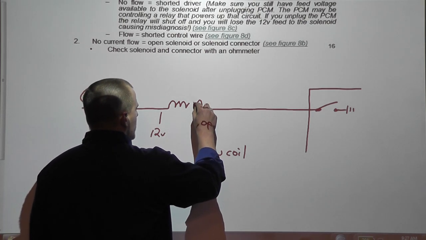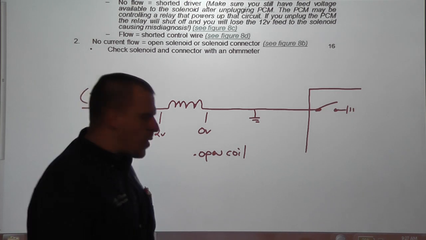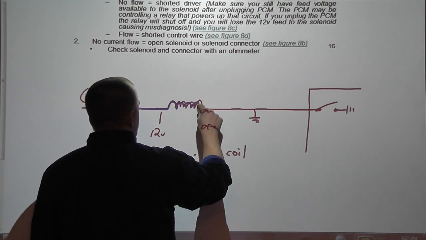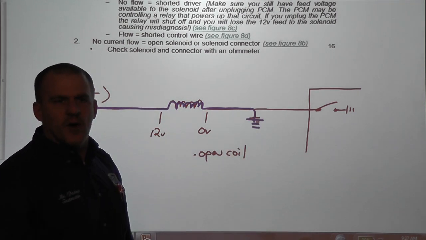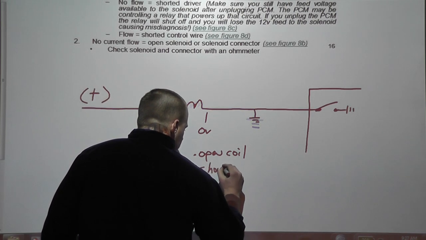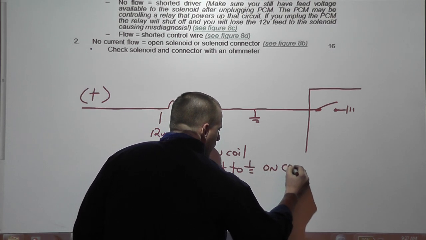Another one would be that the control wire is shorted to ground. If the control wire is shorted to ground, that circuit is going to have a ground all the time, and that's going to read 12 and 0 all the time. So another variable would be a short to ground on the control wire.